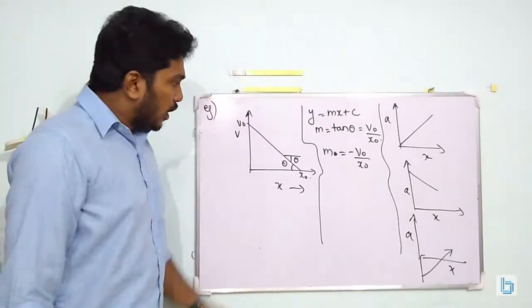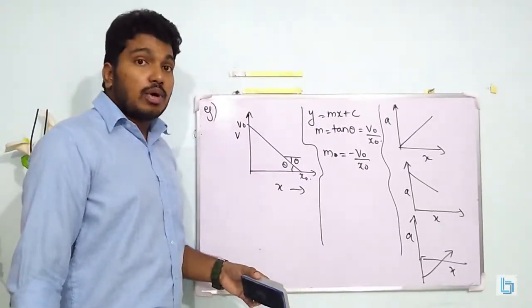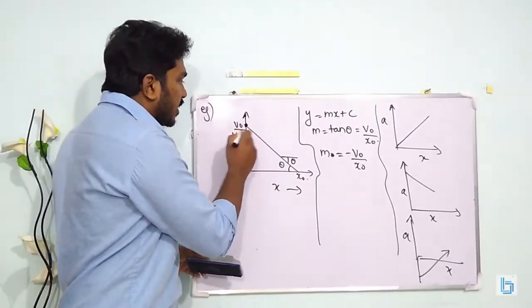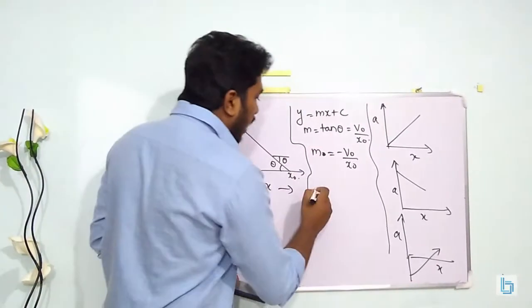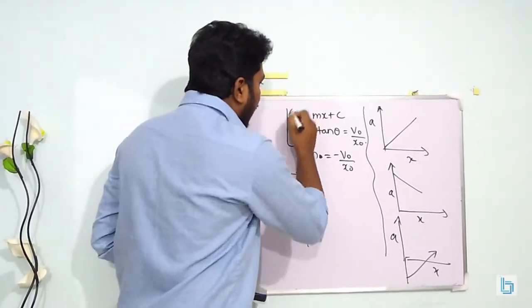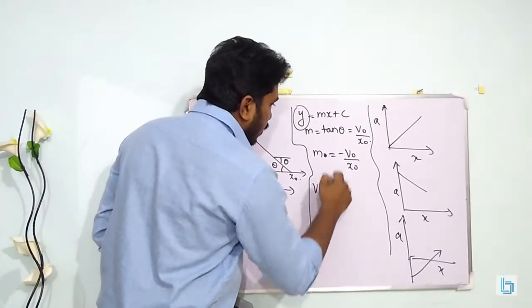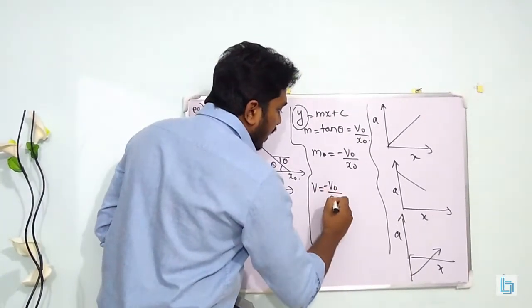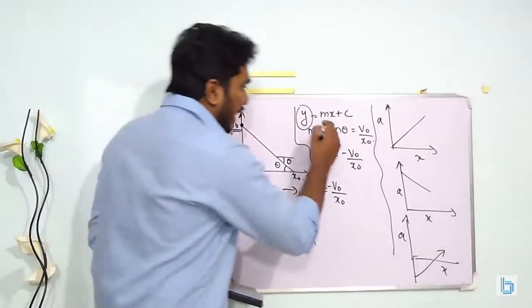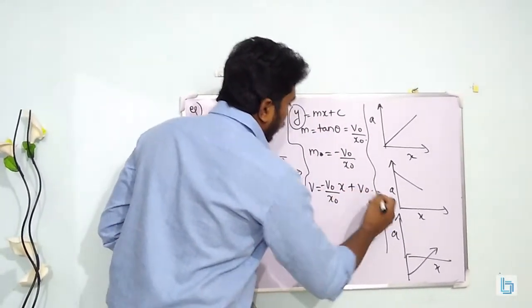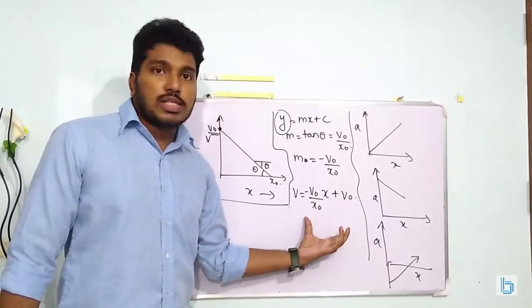Now c corresponds to the y-intercept, right? So what is the intercept here? It is intercepting at v naught. So we have an equation like this. Instead of the y-axis, it is actually the velocity. So v is equal to, the slope is minus v naught by x naught, times displacement x itself, plus v naught. So we have the equation for velocity here.